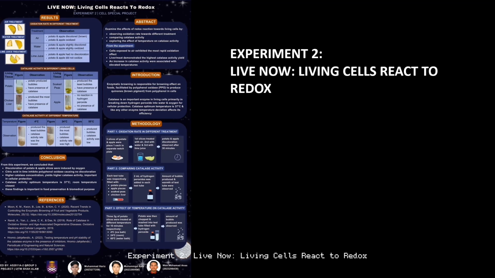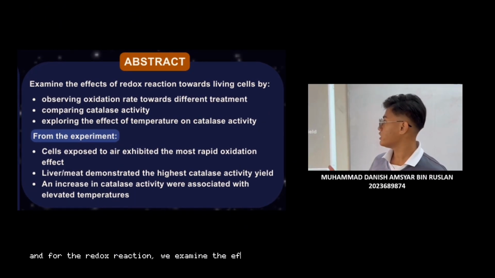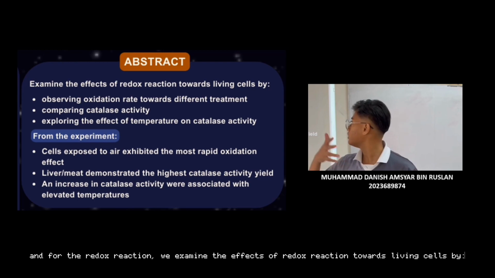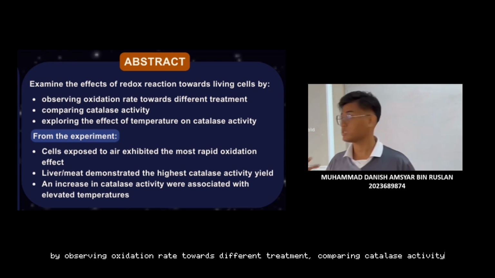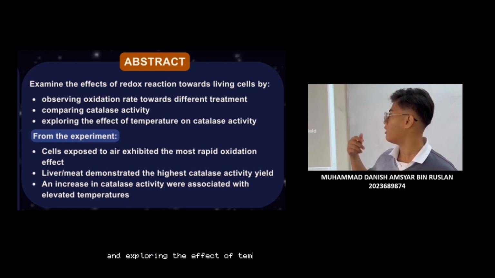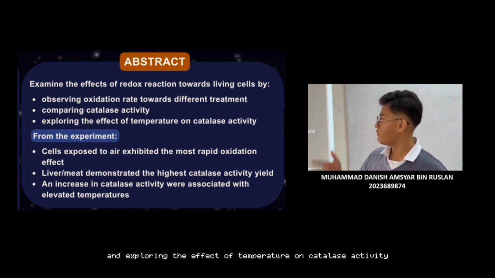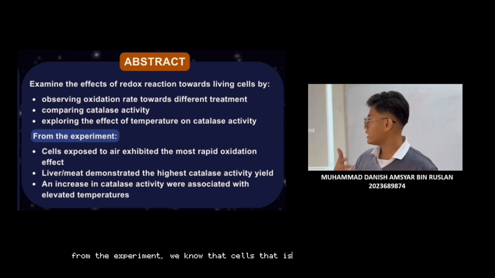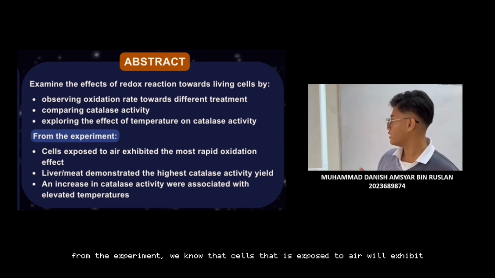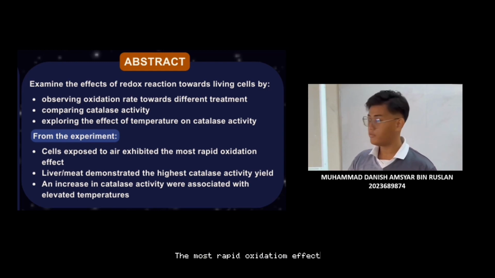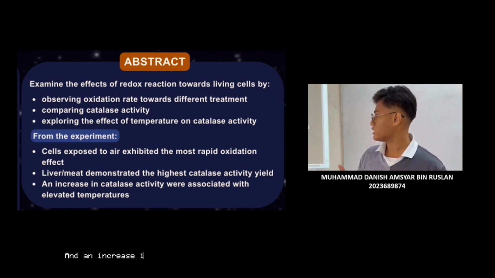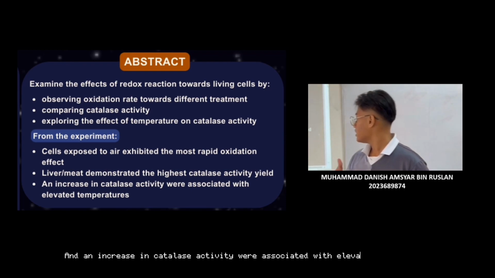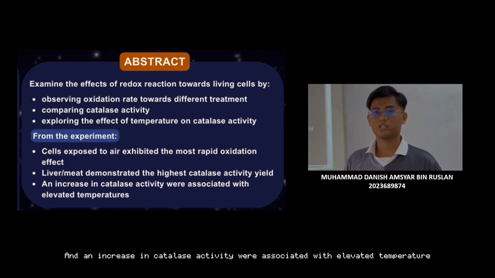Living cells react to redox. For the redox reaction, we examine the effects of redox reaction on living cells by observing oxidation rate towards different treatments, comparing catalase activity and exploring the effect of temperature on catalase activity. From the experiment, we know the cells that are exposed to air will exhibit the most rapid oxidation effect. Liver or meat demonstrated the highest catalase activity, and increases in catalase activity were associated with elevated temperatures.